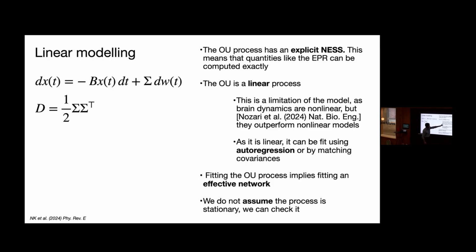There's this paper in 2024 from Nazari and Danny Bassett's lab again that I used to justify this, which showed that linear models outperformed nonlinear models for fMRI data. So AR1, just one-step autoregression, outperformed the nonlinear models. As I'll show, it can basically be fit very, very simply. And it also implies fitting an effective network. So this matrix here can be thought of as an effective network of interactions between regions, which can then be analyzed with all of the network techniques that you're interested in.